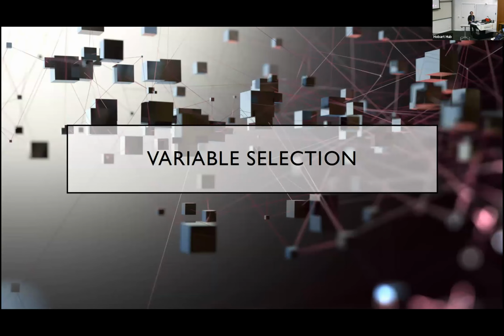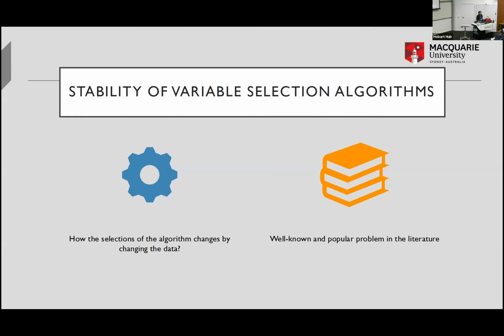And you may be familiar with some of the popular variable selection methods such as backward, forward, or stepwise regression or lasso regression. And an important aspect of variable selection algorithms is their stability. Here the question is how the selections and preferences of the algorithm change by changing the training data set. And it is a well-known and popular problem in statistical literature.